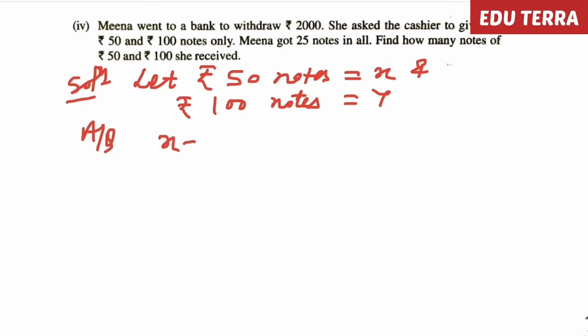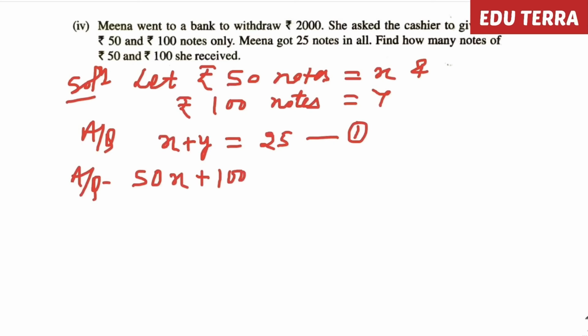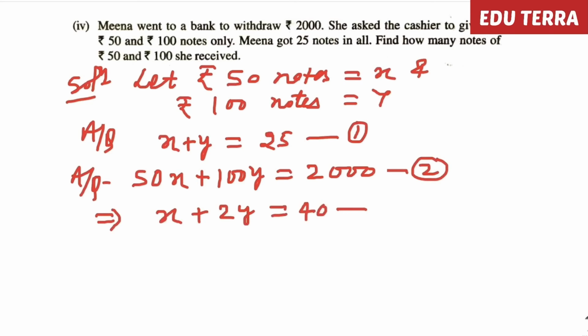So x plus y equals 25, it is equation 1, and the total money is 2000. So according to the question, 50x plus 100y equals 2000. Okay, it is equation number 2. Now maybe you can say it is equation number 3. So solve by the elimination method, equation 1 and 3. Let's see how we can solve.